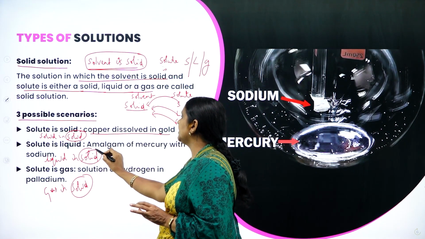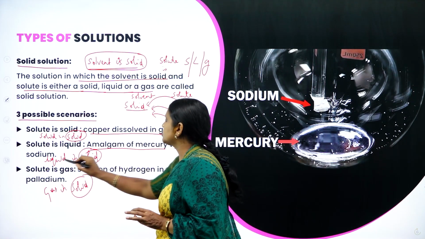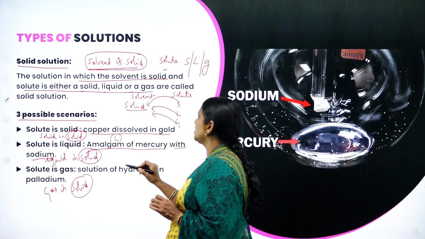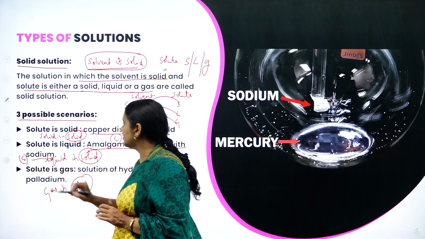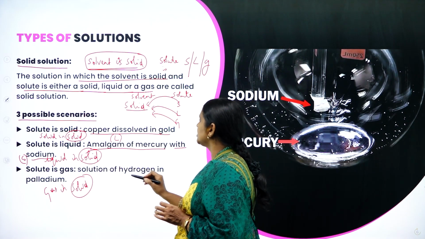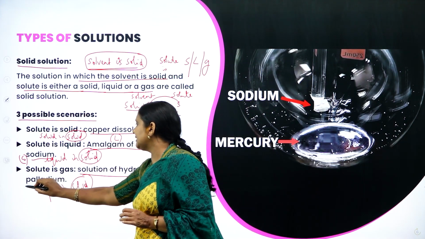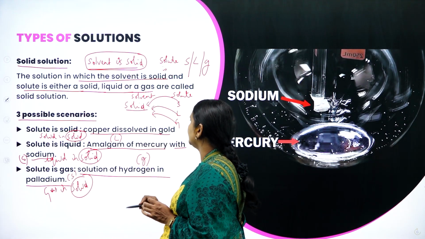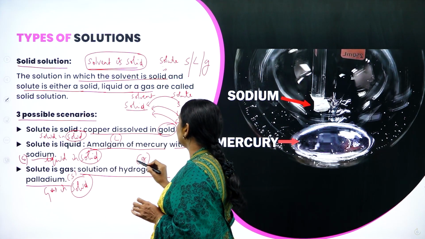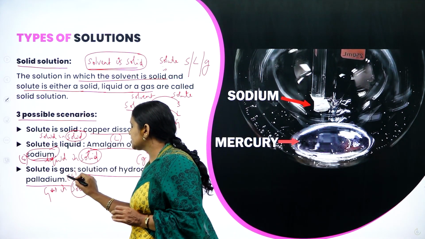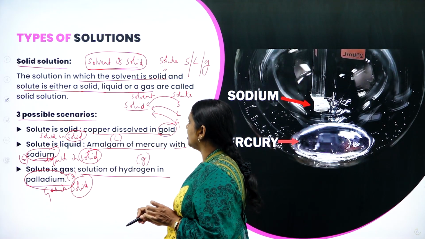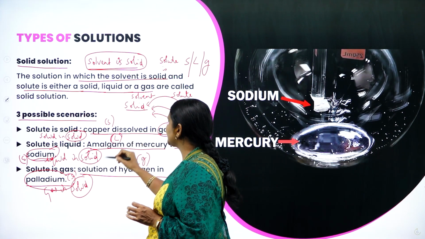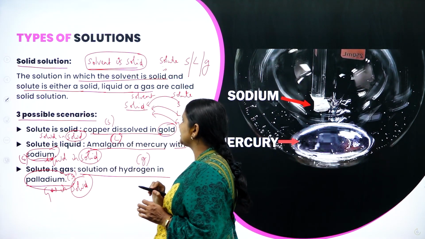Next, solute is liquid: amalgam of mercury with sodium. Amalgam of mercury is liquid, sodium is solid. Solution of hydrogen in palladium: this is gas, palladium is solid. Observe, the solvent here is gold, here the solvent is sodium and here the solvent is palladium. All are solids. But here copper is solid, amalgam of mercury is liquid, and hydrogen in palladium is a gas.